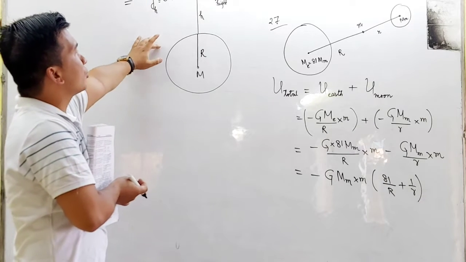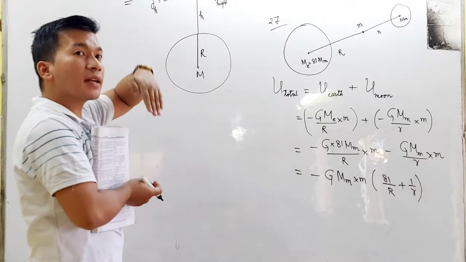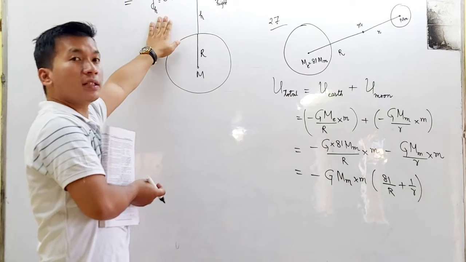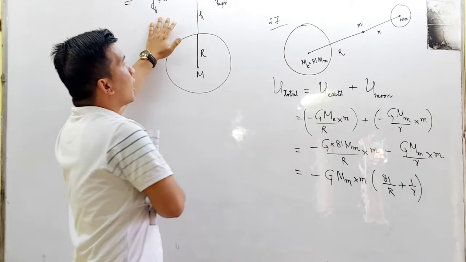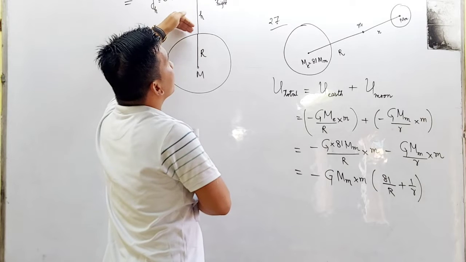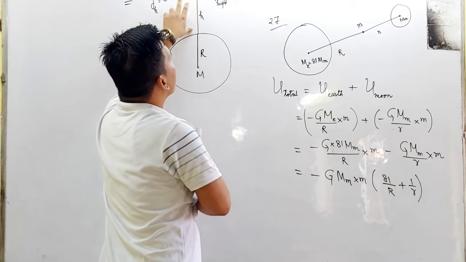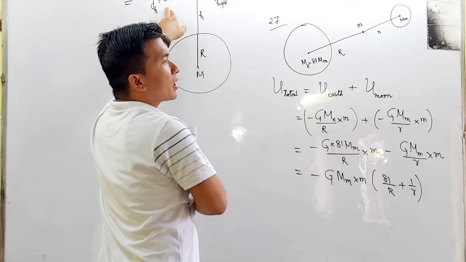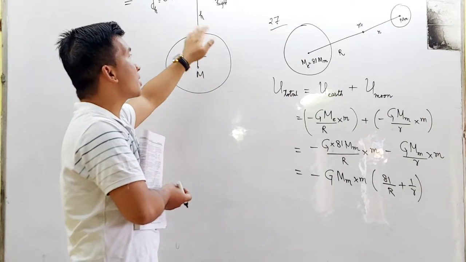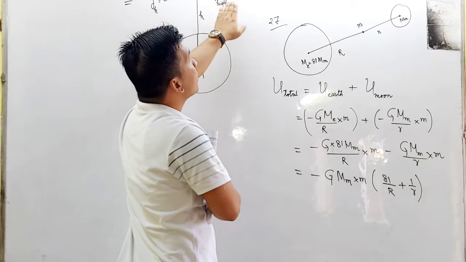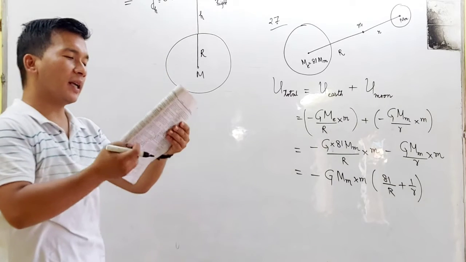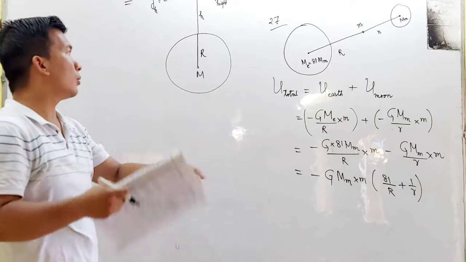The acceleration due to gravity will be decreased when we ascend. After ascending to a height h, the acceleration due to gravity becomes 6.4. And what about the potential? The potential at this height becomes minus 5.12 into 10 to the power 7 J/kg. Then we have to find out the value of h.